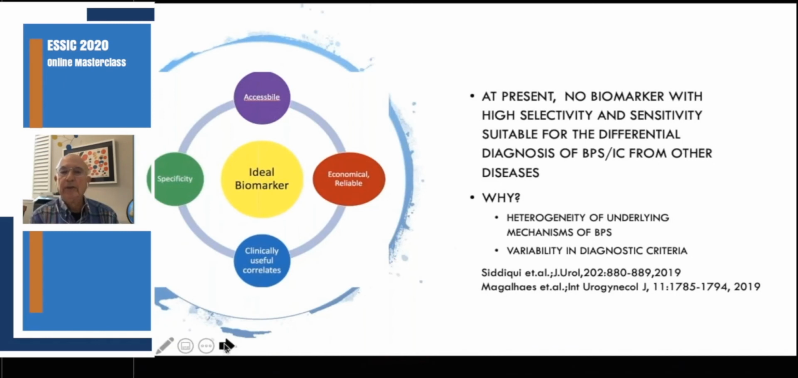Turning to biomarkers, at present, there is no biomarker with high selectivity and sensitivity suitable for the differential diagnosis of bladder pain syndrome from other diseases. Why is this? We've touched on this a little bit. There may be a heterogeneity of underlying mechanisms of bladder pain syndrome and a variability in the diagnostic criteria in the literature.